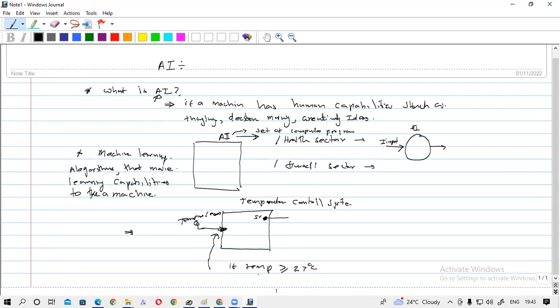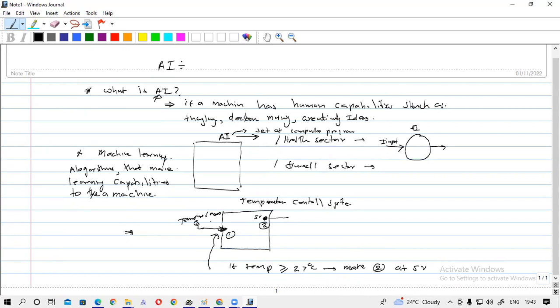We can code this like, if temperature is greater than 27, just make this port, let's say this is port 2 and this is port 1, make port 2 at 5 volts. So we can make this port 5 volts. Likewise, you can control something. So you can see that it gets some data, and according to the data it activates.